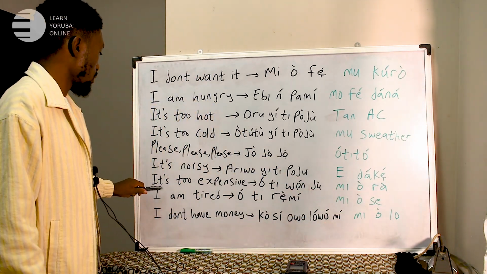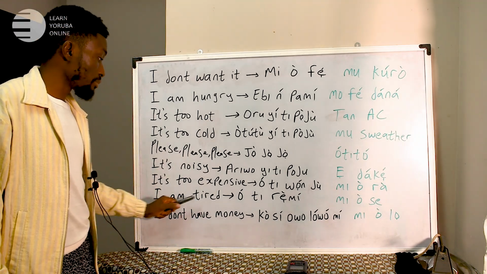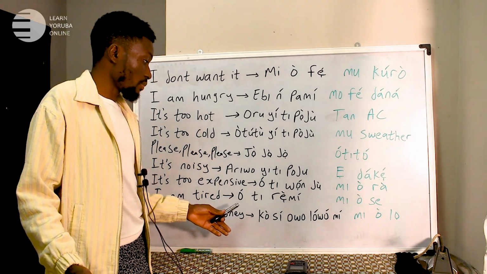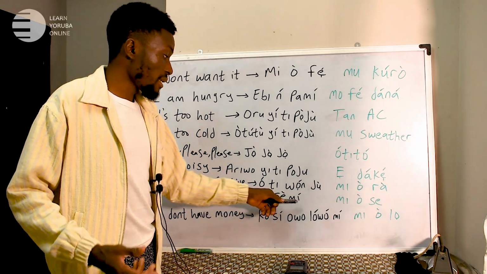And we also have I'm tired, I am tired. And what you say in Yoruba is o ti re mi. Re is to be tired, mi is me in the object position.